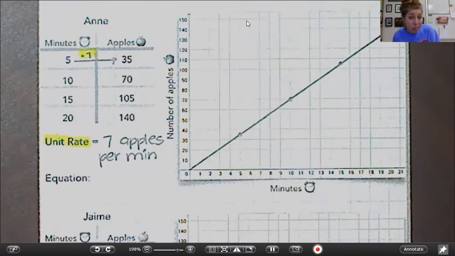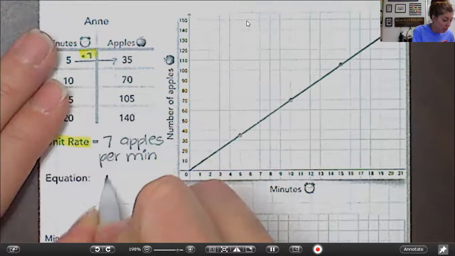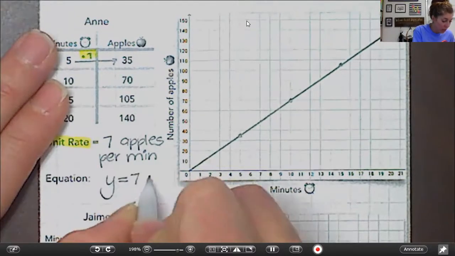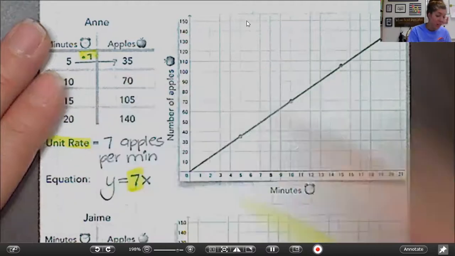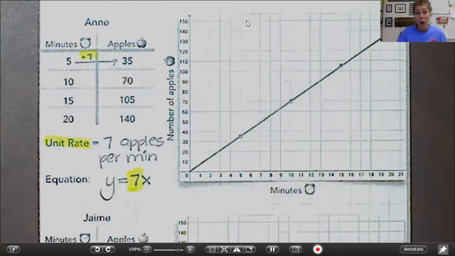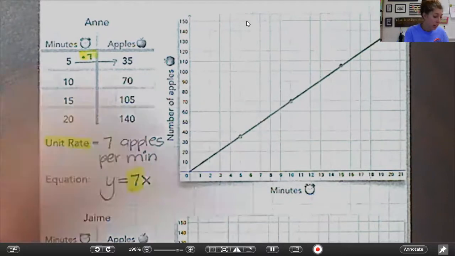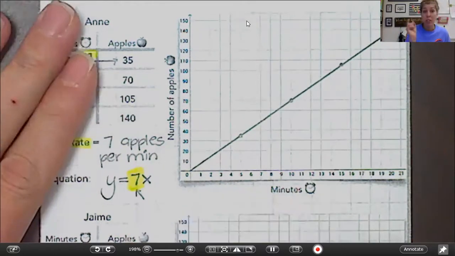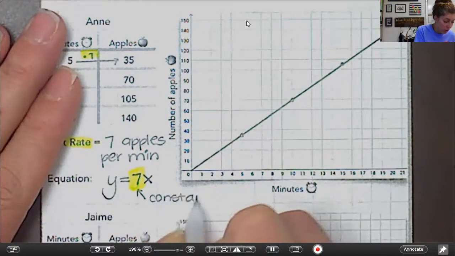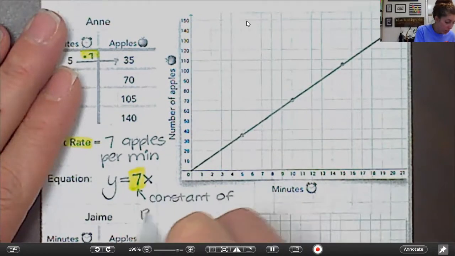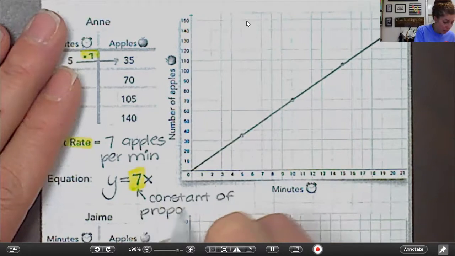Now, once I find the unit rate, I can instantly go to write my equation. Remember, the unit rate is the k in our y equals kx equation. Now you're also going to hear it not only called the unit rate, but you're going to hear it called the constant of proportionality.